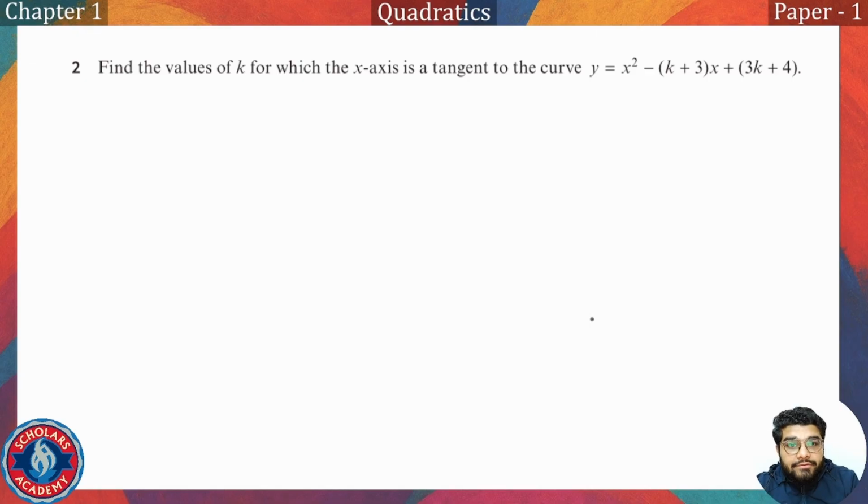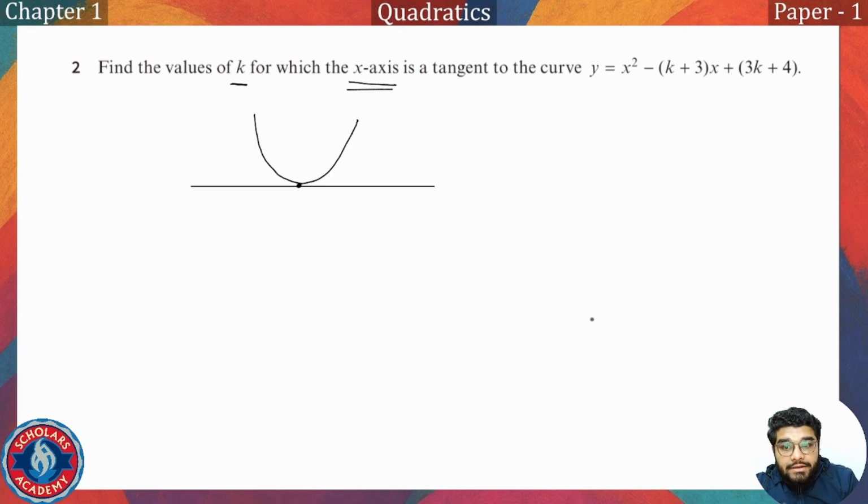Find the value of k for which x-axis is a tangent to the curve y is equal to x square minus (k plus 3)x plus (3k plus 4). Okay, so find the value of k, and the line given is x-axis. So x-axis is tangent. It means x-axis is like this and the curve is like this, and x-axis is a tangent to this curve. So we need to find that value of k.